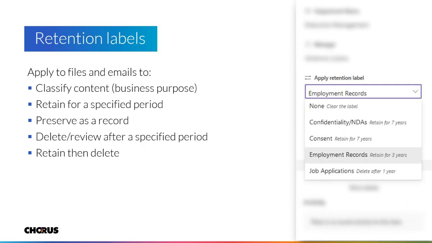So retention labels. We apply them to files and to emails for various reasons. It could be pure classification, just to indicate the business purpose of that piece of content. It could be to retain it for a specified period, preserve it as a record, delete it or review it after a specified period, or do a combination of both. So protect it for a certain period and then delete it automatically at the end of that period.